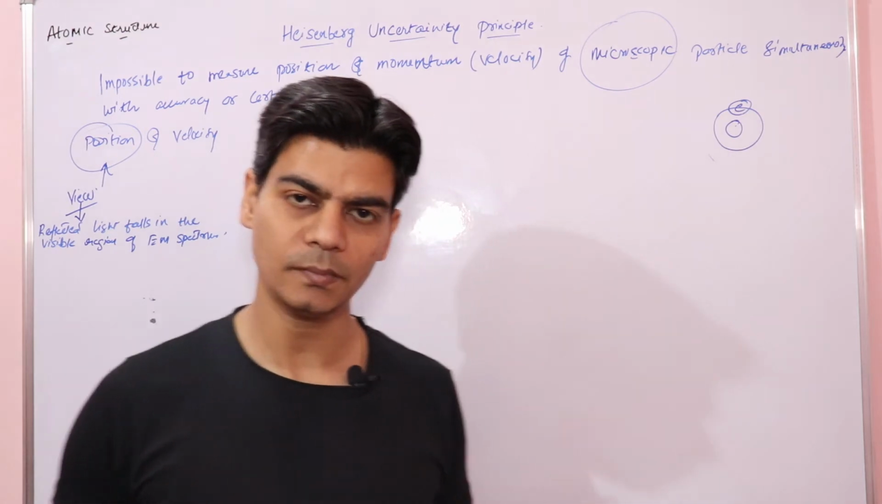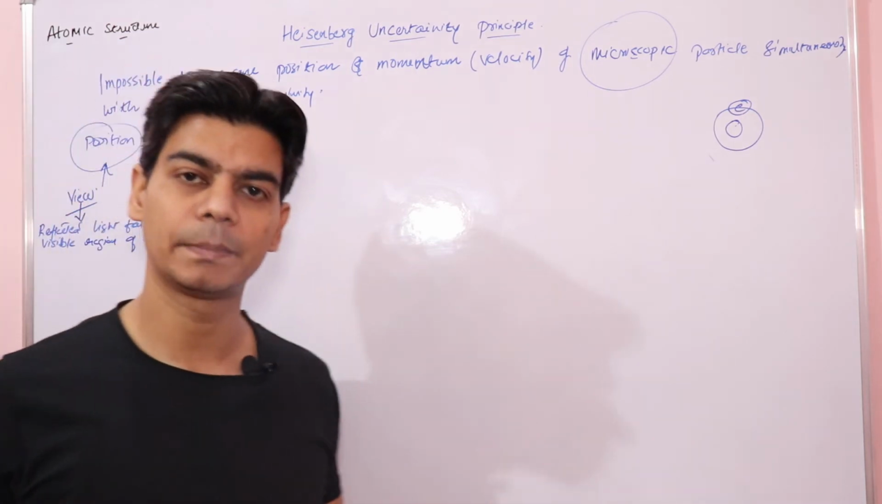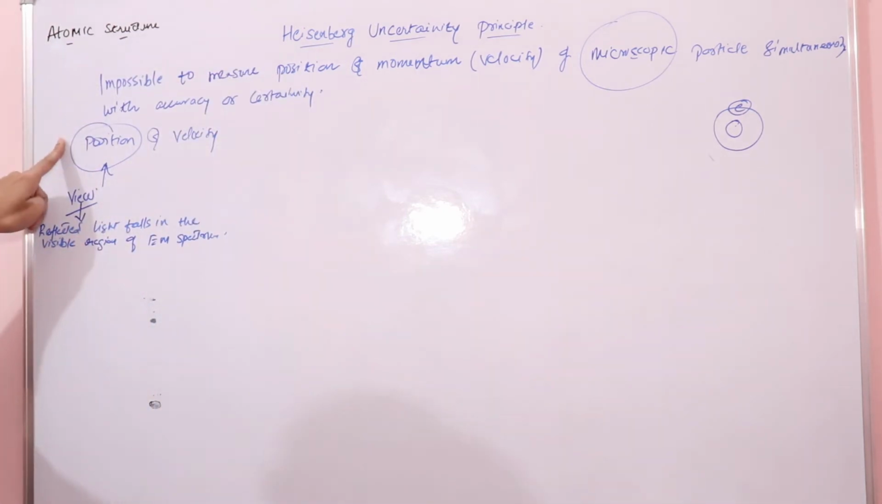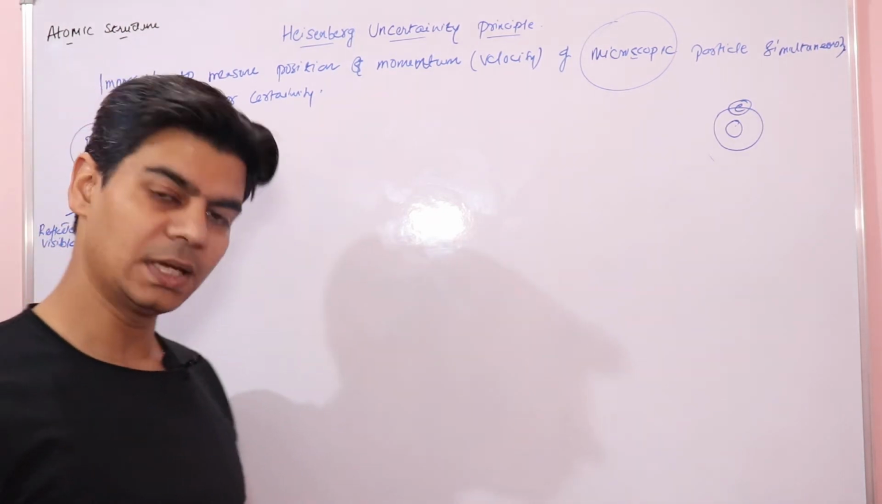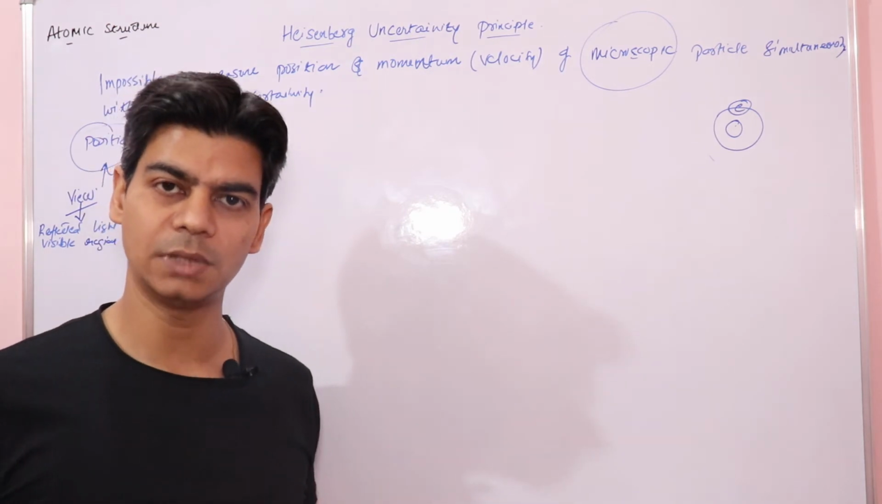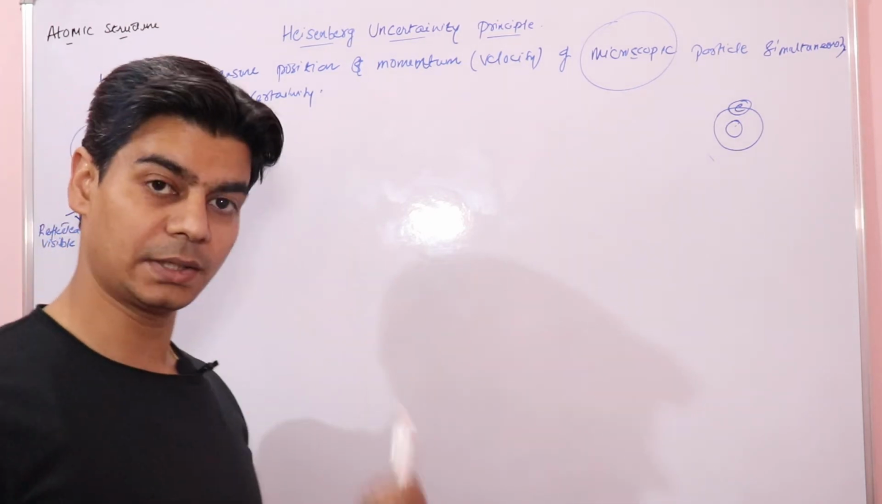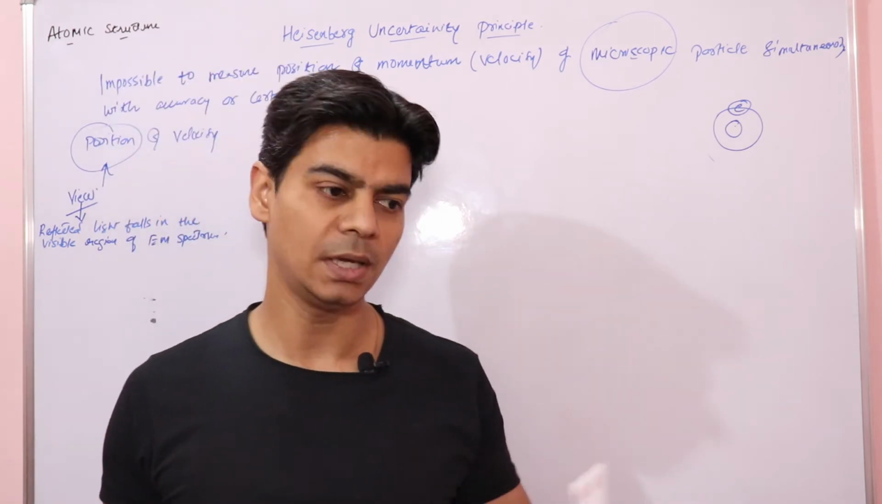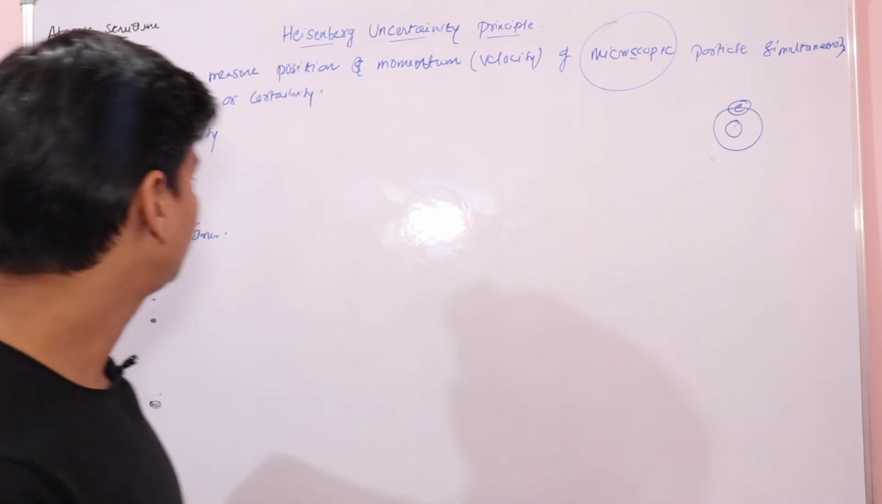Now this is for normal objects, macroscopic, the bigger particles. If we want to locate the object, we just shine it with the visible light that we normally use, the torch light. And the frequency of the light reflected by this object would also fall in the visible region. Hence we are able to locate the position of that object.